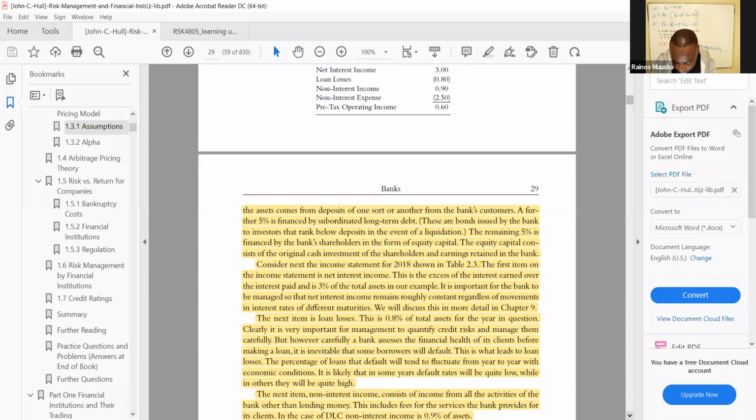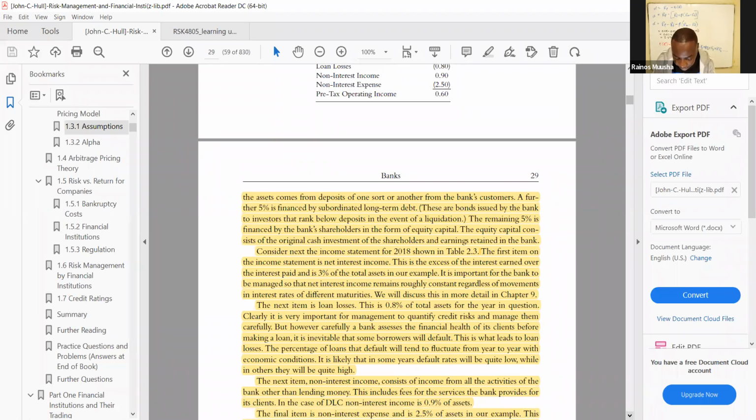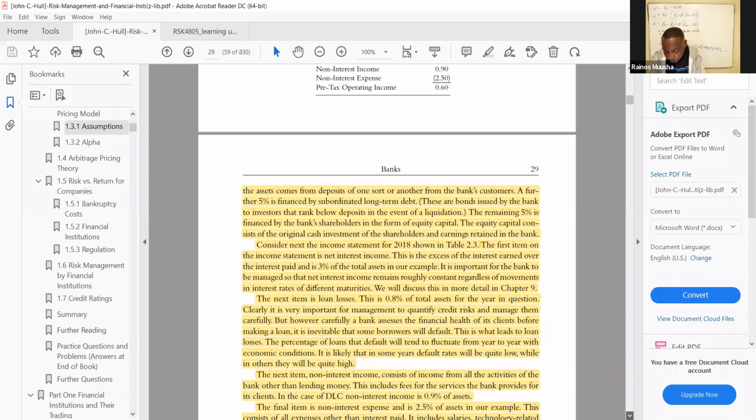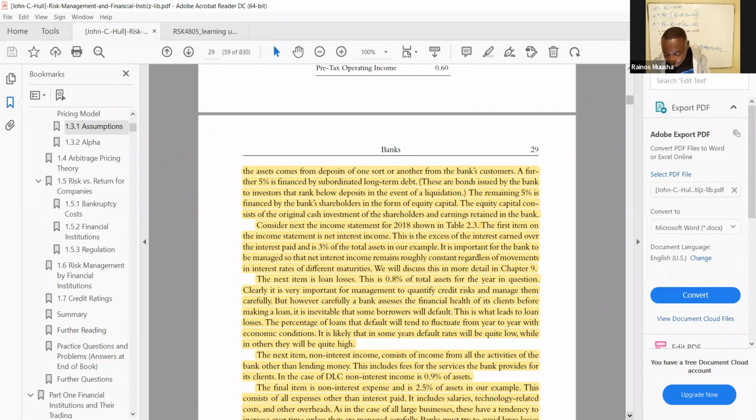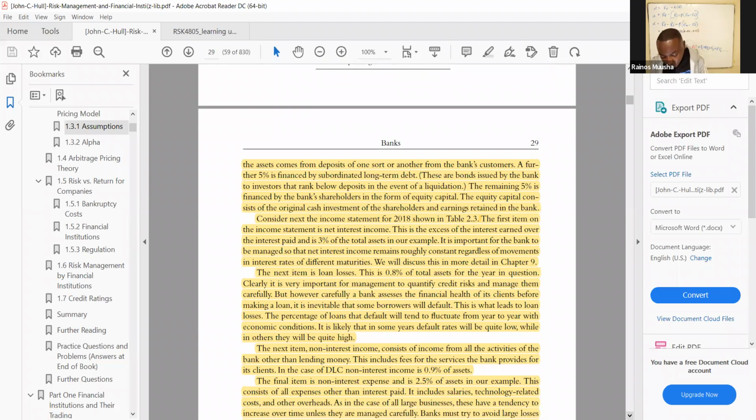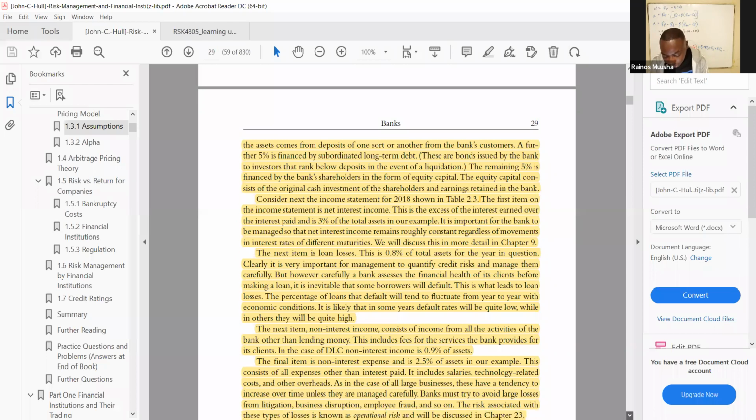The next item, non-interest income, consists of income from all the activities of the bank other than lending money. So this includes fees for the services the bank provides for its clients. And in the case of DLC, non-interest income is 0.9% of assets, because it's 0.9 million. Then the final item is non-interest expense, and it is 2.5% of all assets in our example. So this consists of all expenses other than the interest paid. It includes salaries, technology-related costs, and other overheads.